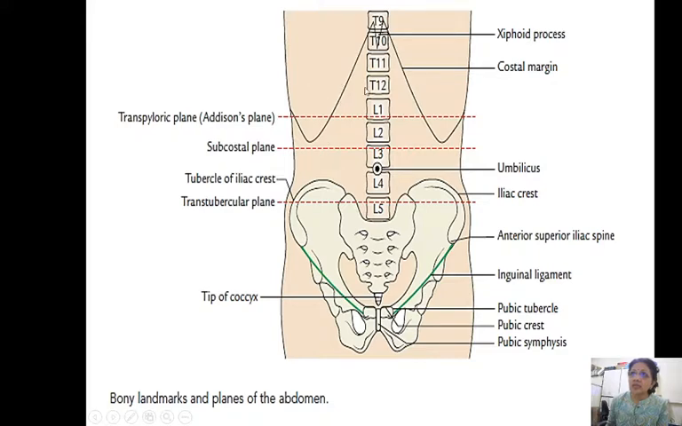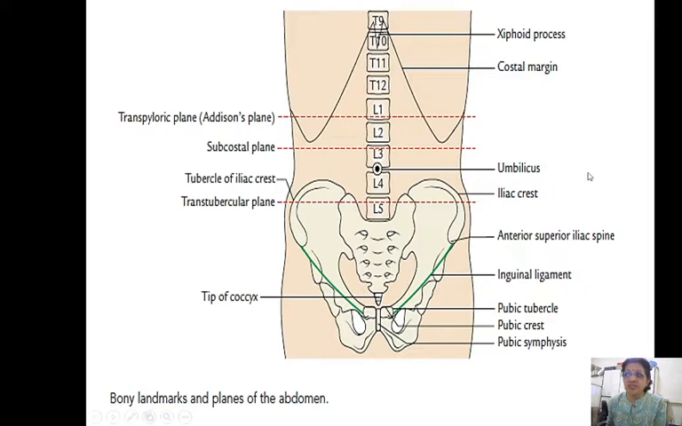From here to the domes of the diaphragm there will be a lot of space here. And beneath this also comparatively there will be a lot of space up to the pubic symphysis. These three regions would be narrower in height. But nowadays we don't use a subcostal plane in description of the regions. We use only transpyloric. So please remember that.